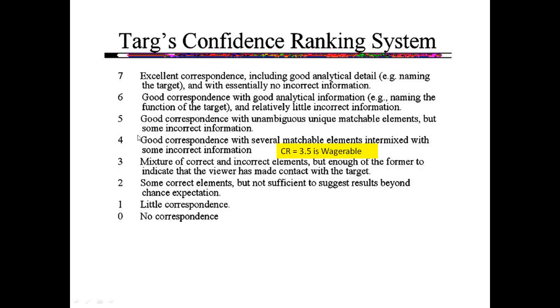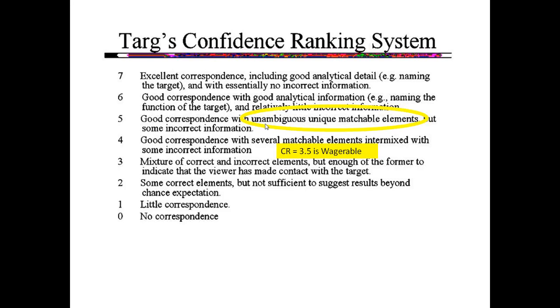5 introduces the next jump up. And notice the words Russel Targ put on this. I mean, he spent a lot of time thinking about these different steps. He writes good correspondence with unambiguous, unique, matchable elements. Alexis went through a really good detailed flow chart on how to do this, a very nice intellectual one, which some of you may very well want to use. But it gets you to a 5 when you have unambiguous and unique matchable elements.